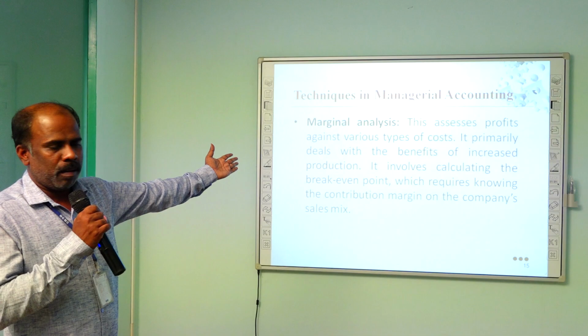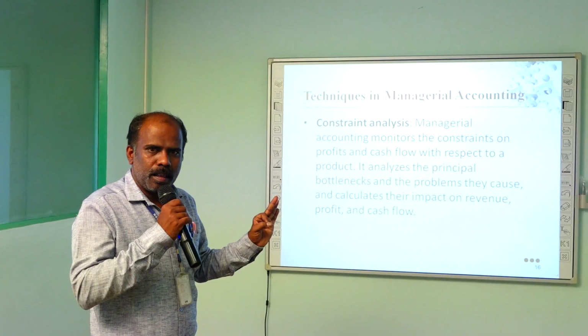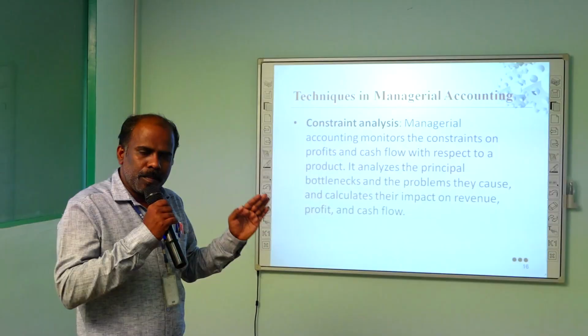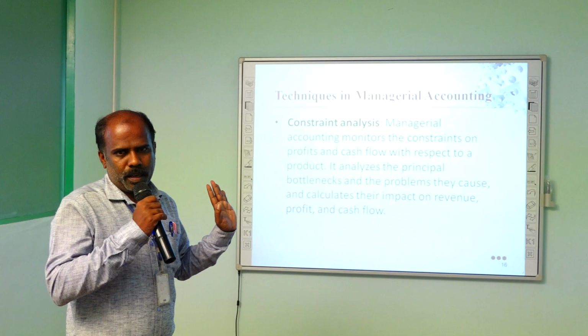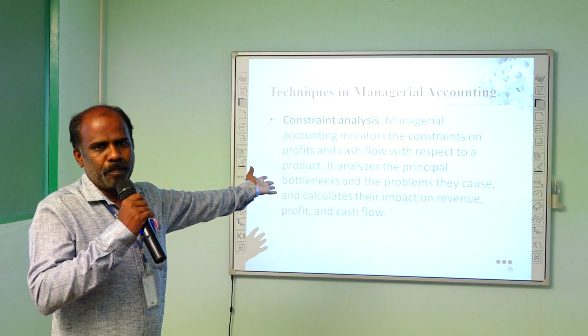Then constraint analysis. We want to point out whether the company has reached the appropriate level or inappropriate level. With the help of constraint analysis, we are able to identify. That is called fund flow statement or cash flow statement. With the help of these tools, we can identify the constraint, meaning limitation of the company.